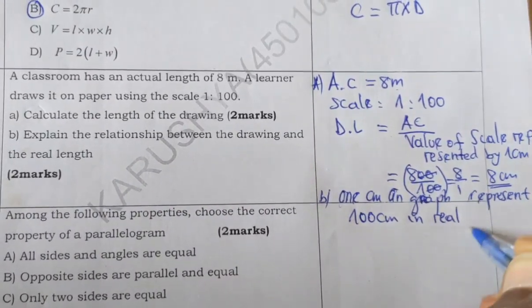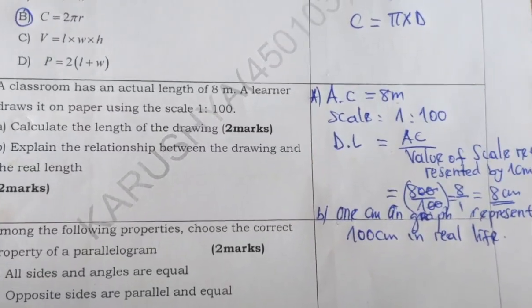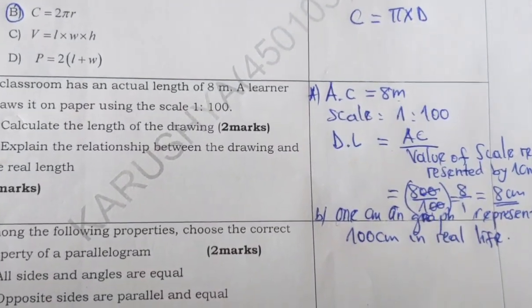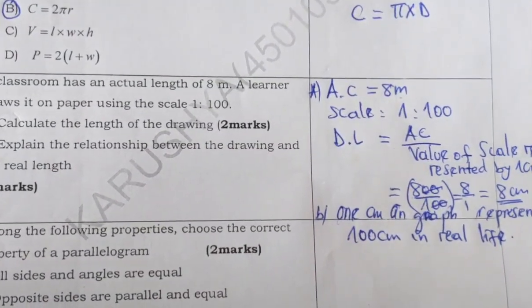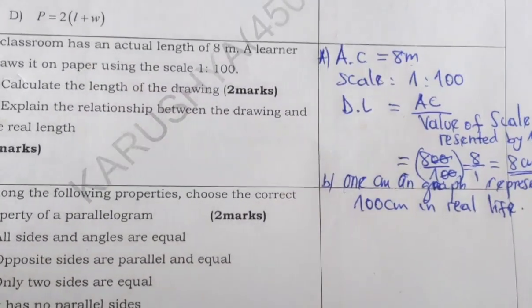To mean once you have a drawing on a paper, maybe 1 centimeter of the graph represents 100 centimeters in real life of an object.